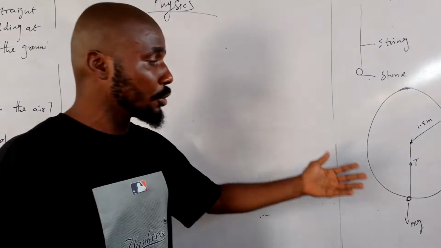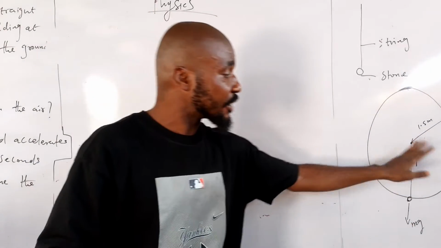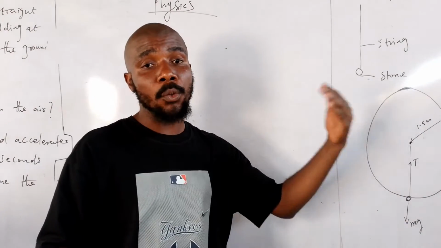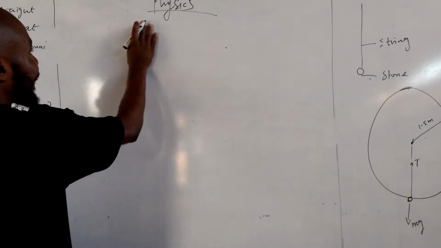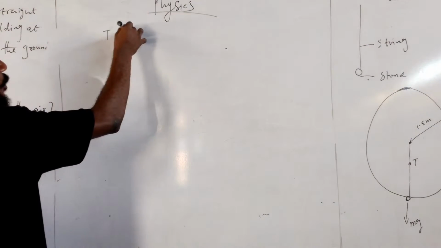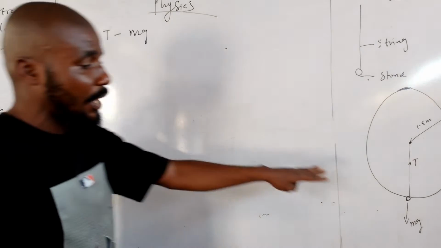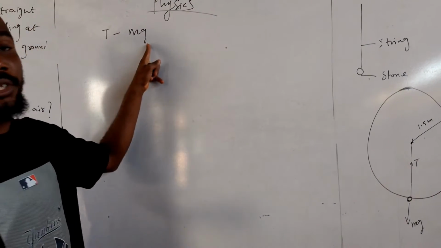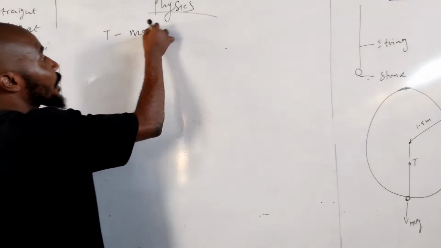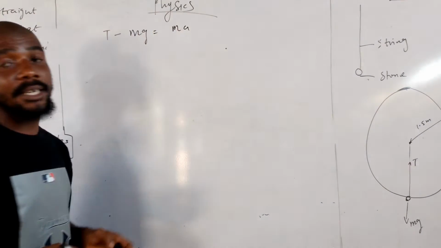So, according to Newton's second law of motion, the resultant force that acts here will be equal to mass times what? Acceleration. Now, the resultant force that acts in there is tension minus what? The weight of the stone acting downward, and the formula for weight is what? Mg. Mass times acceleration due to gravity. It must be equal to mass times what? Acceleration.